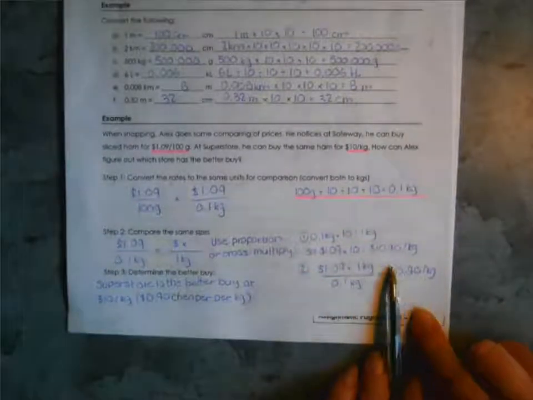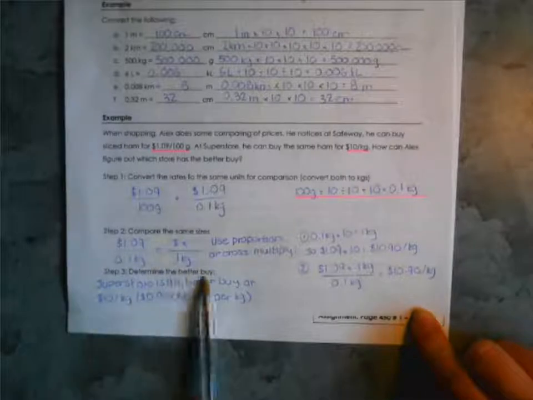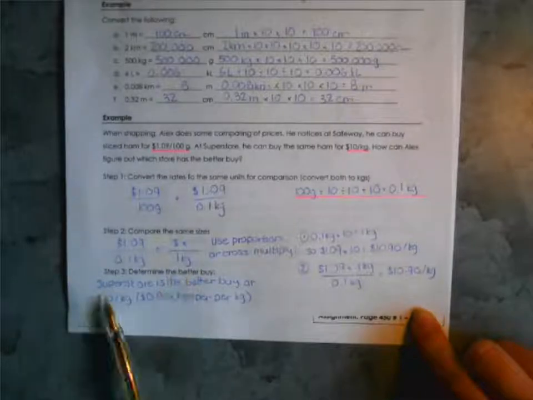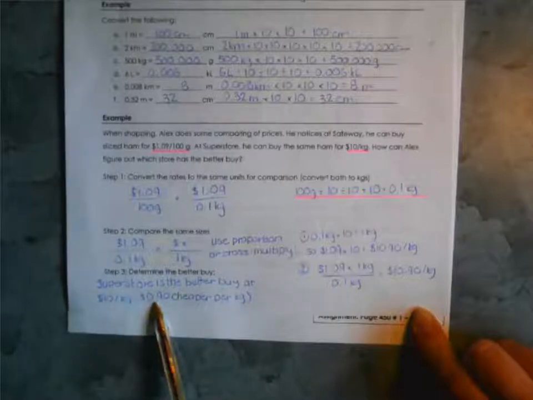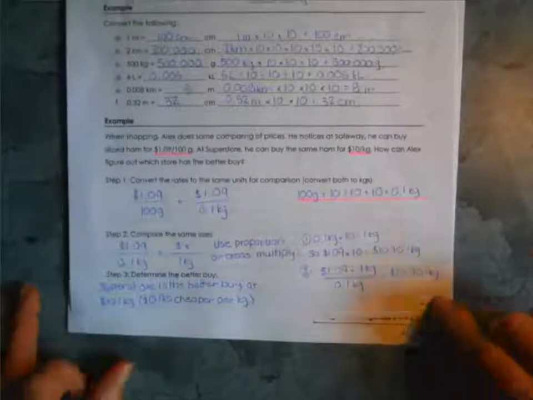Sorry guys, my microphone just cut out there. $10.90 per kilogram is obviously more expensive than $10 per kilogram. So you would always, in your answer, want to put down which is the better buy. We'd say Superstore is the better buy at $10 per kilogram, which is 90 cents cheaper per kilogram. Okay.